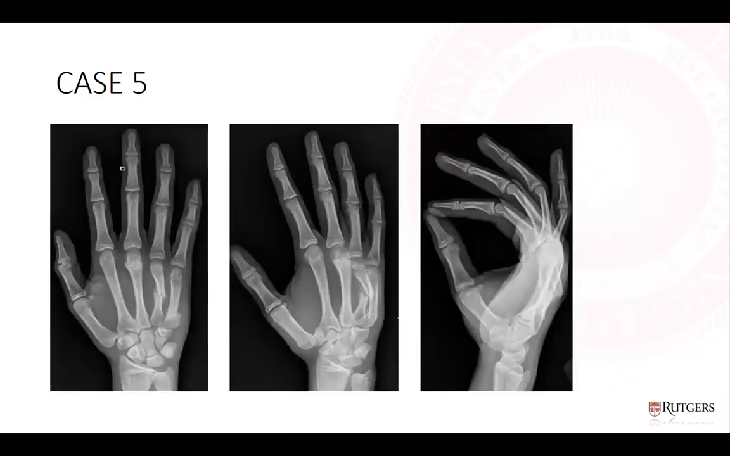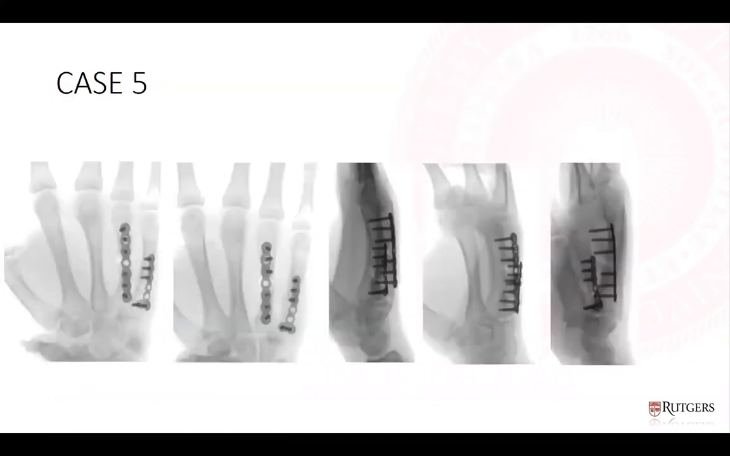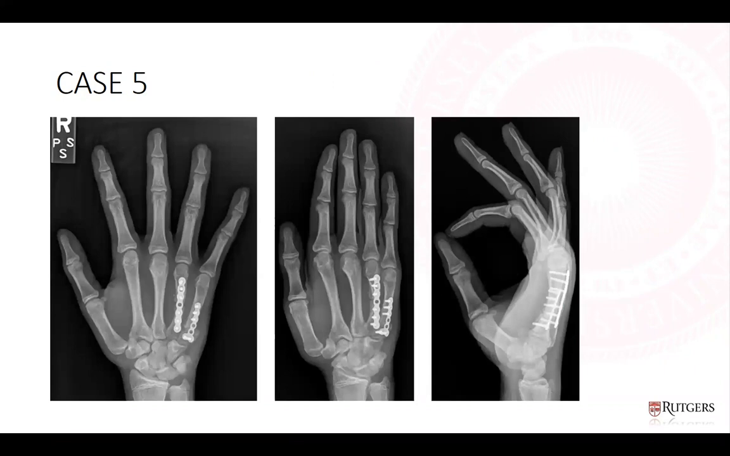This is the fifth case, showed up in the office at 1 month. Still had a splint on, was taken for a takedown of the malunion and ORIF with plate and screw construct in the ring and small finger. This was 1 month post-op, x-rays showing maintained alignment and intact hardware. He had full range of motion per the note without any pain.